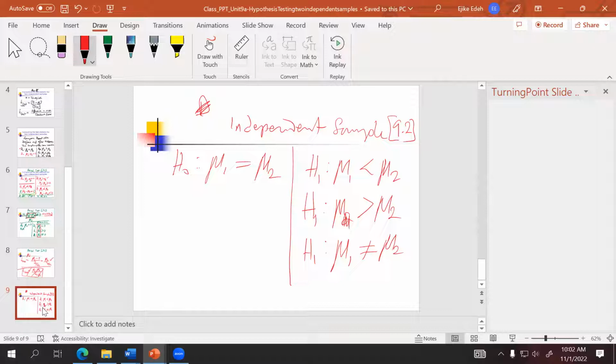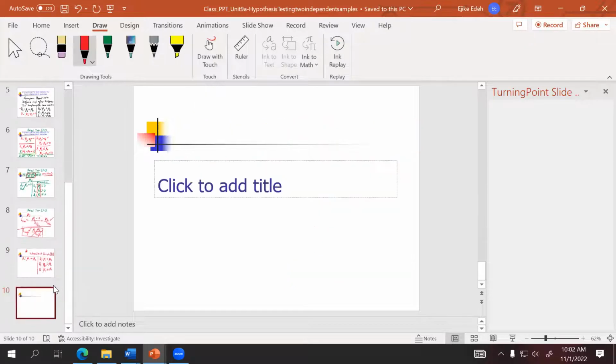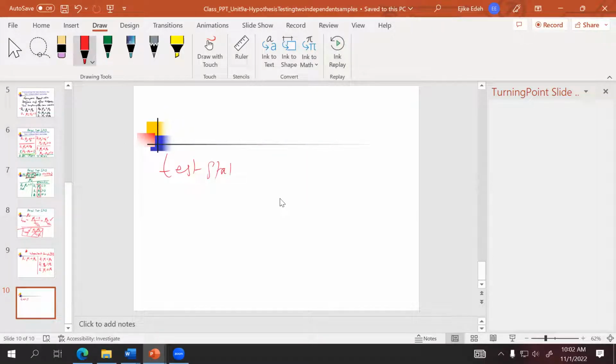So how do we write the test statistics for this scenario? Again, you are dealing with two samples. And remember the general formula for our test statistic. Our test statistic is the difference in means divided by the standard error.